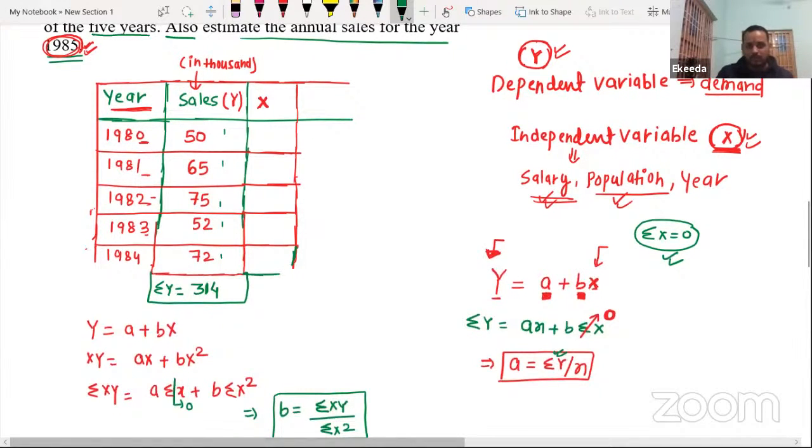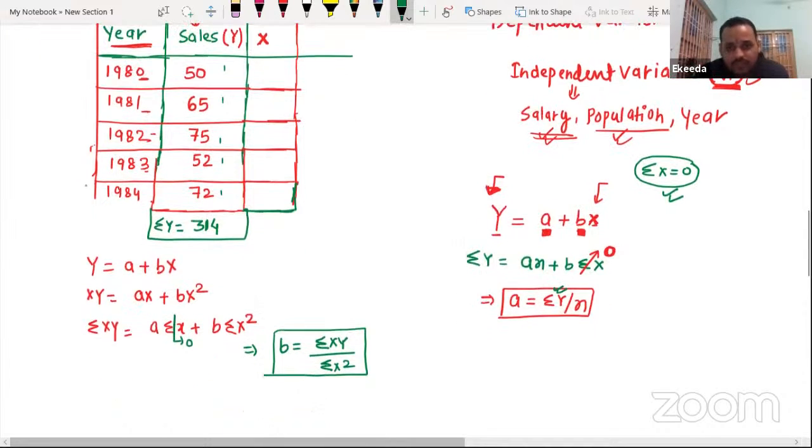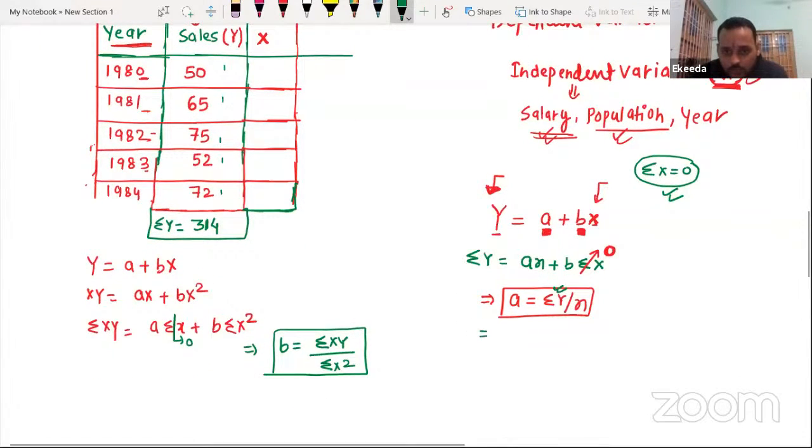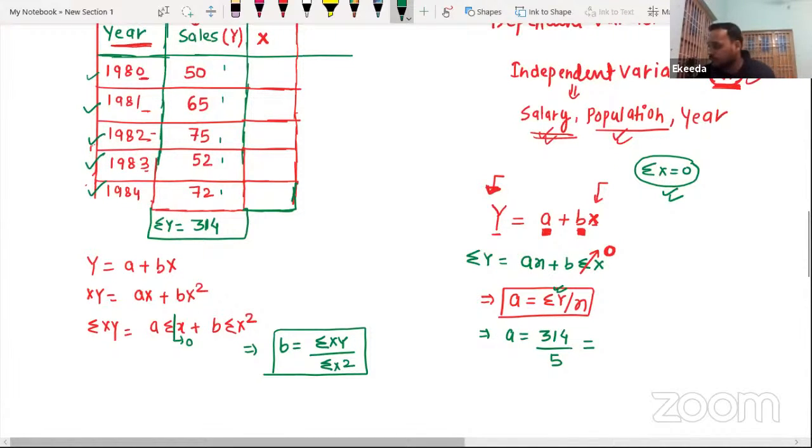So you can also find the value of a here. What you will get, a equals summation y, that is 314, divided by n. n is the number of periods, this is 1, 2, 3, 4 and 5 data. So divided by 5, 314 divided by 5, we'll get 62.80. So one of the constants we have got, that is a equals 62.80.